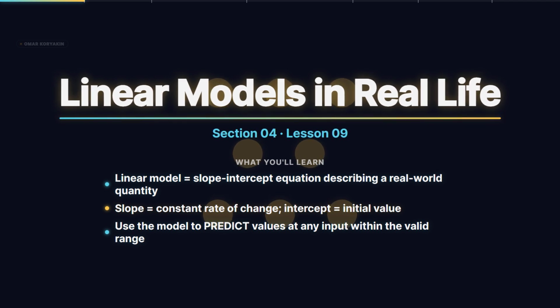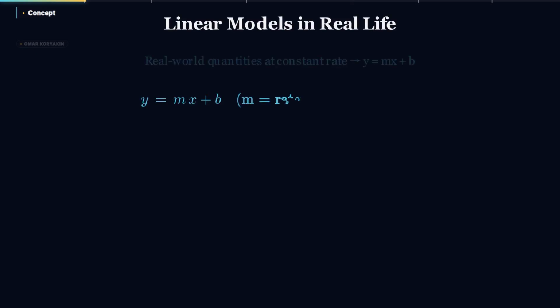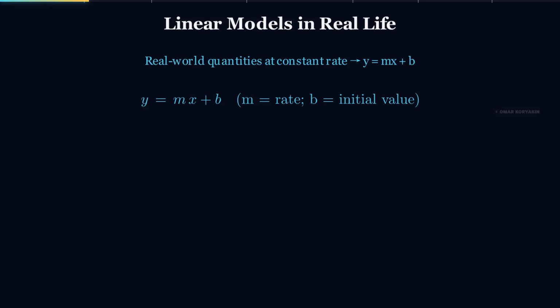A linear model is an equation y equals mx plus b in which the variables and parameters have specific real-world units and meanings. The variable x is the independent input, often time or quantity. The variable y is the dependent output. The slope m is the constant rate of change, and the intercept b is the initial value of the output when the input is 0.